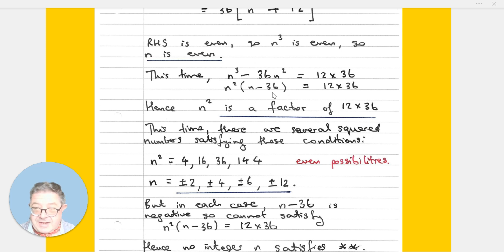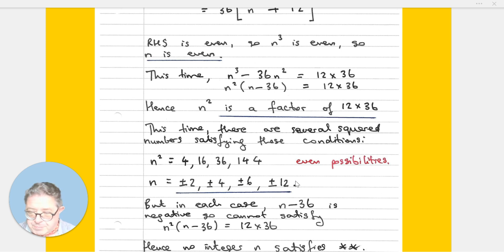Factorising, n squared times n minus 36 equals 12 times 36. I haven't worked out 12 times 36. It's not hard, but I may not need it. So n squared must be a factor of 12 times 36. Now this time there are several squared numbers satisfying these conditions, and some of them are even numbers. So we discount 1 and 9 because they are odd, but we are still left with 4, 16, 36 and 144. If you're listing possibilities, make sure you've got all of them. So n is plus or minus 2, plus or minus 4, plus or minus 6, and plus or minus 12.